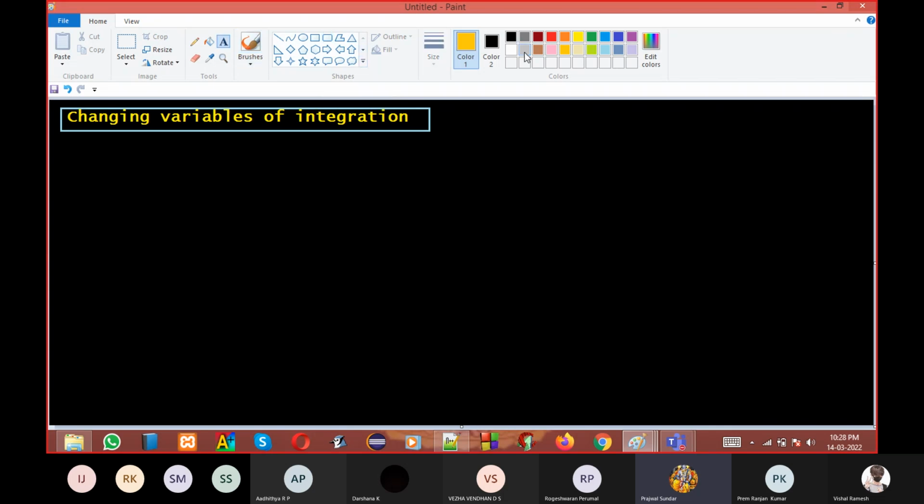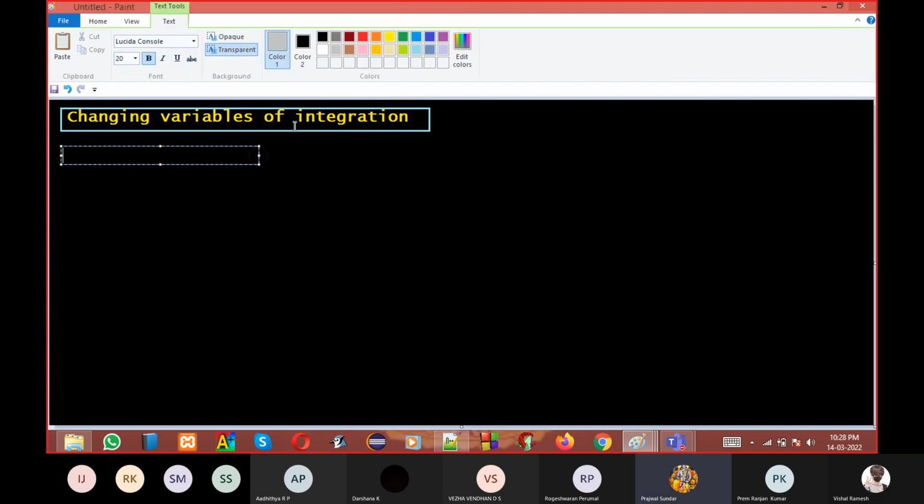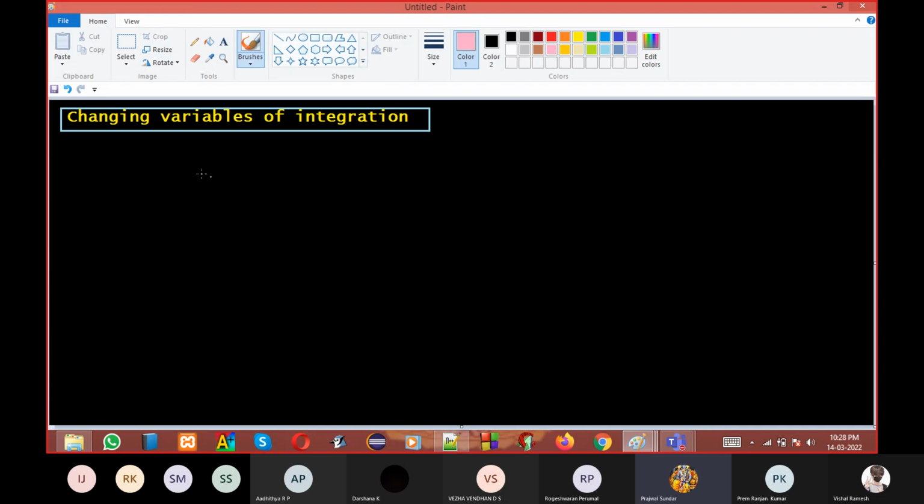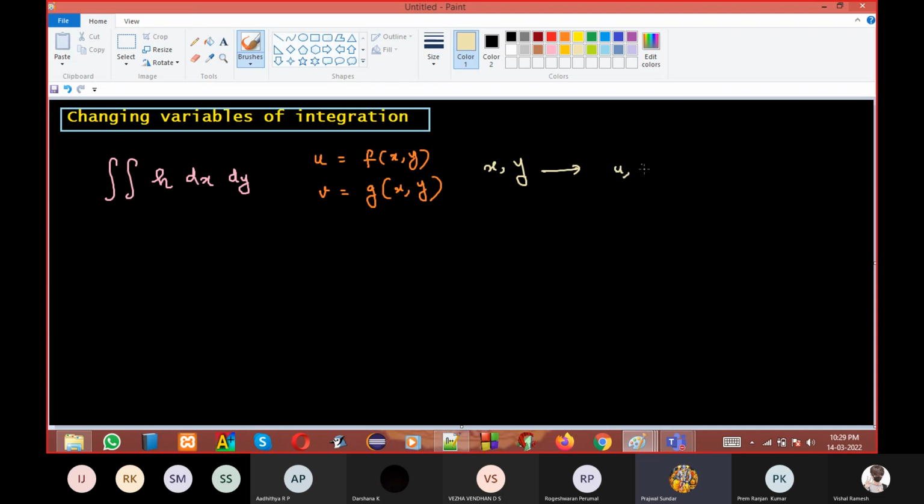Yes. Look at this question. Now first we see the logic. Imagine you're having integral h into integral dx into dy. And now I am writing u as one function of x comma y, and v as another function of x comma y. That is, you are changing x comma y to u comma v. You are changing variables. Change of variables. What will happen? We'll see.